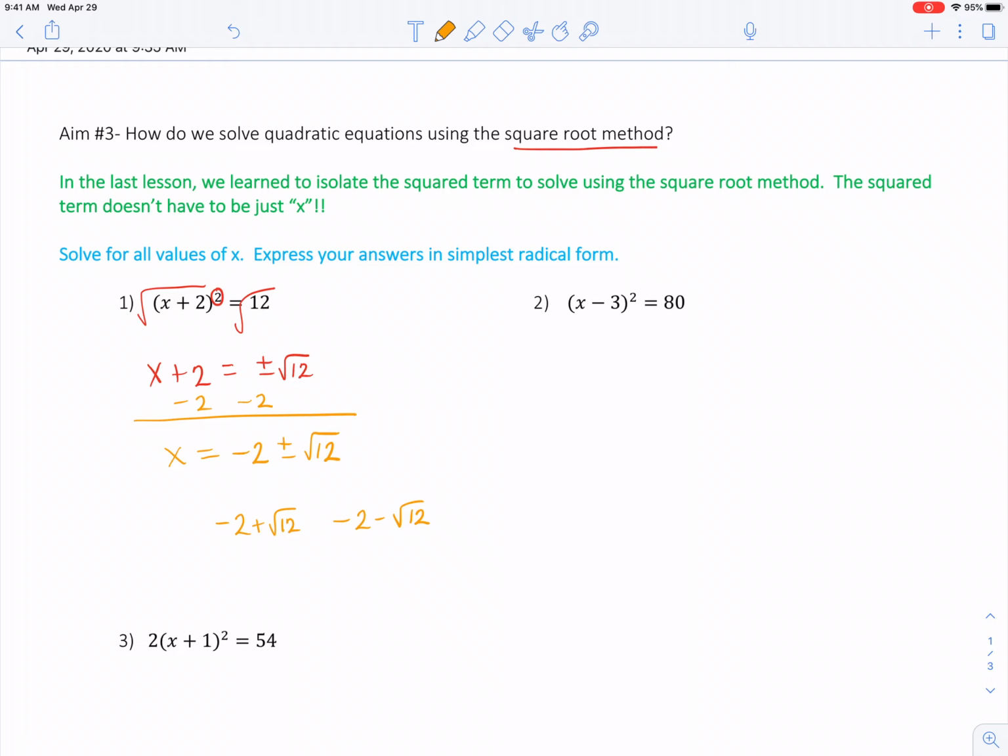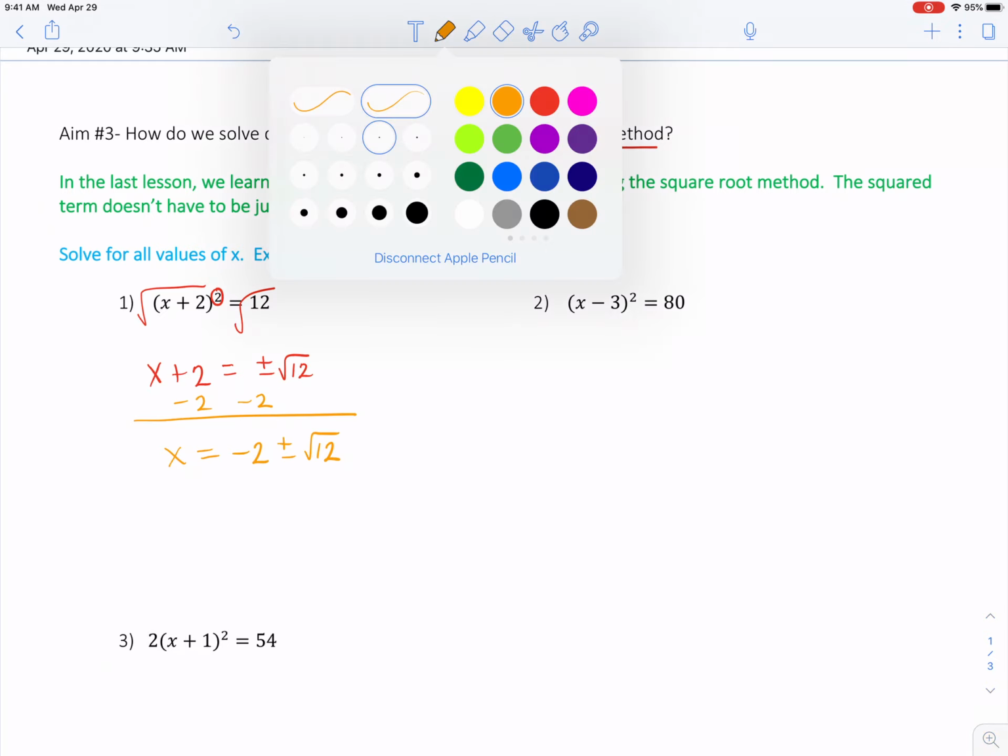However, instead of writing those two separate solutions, it's okay to just write it like this: -2 plus or minus the square root of 12. So I'm going to erase that. I just wanted you guys to see that that's what it meant.